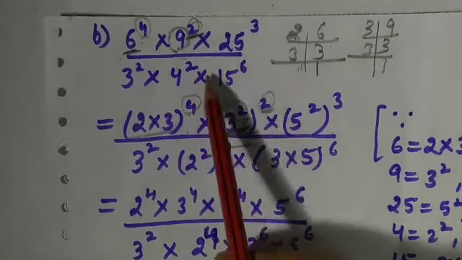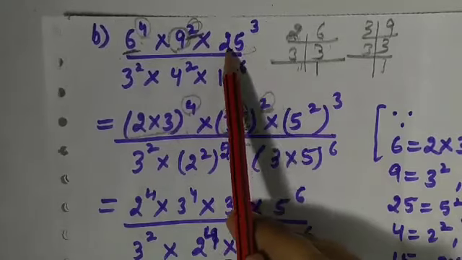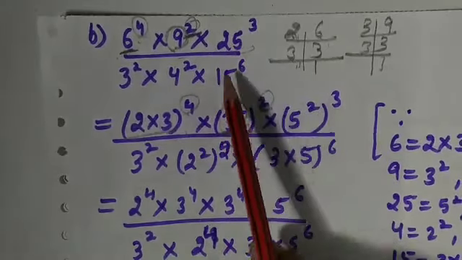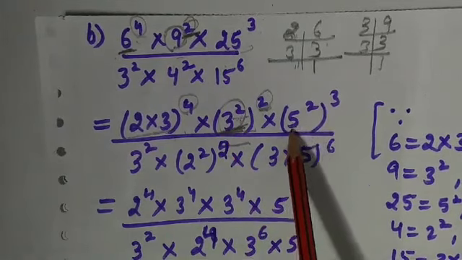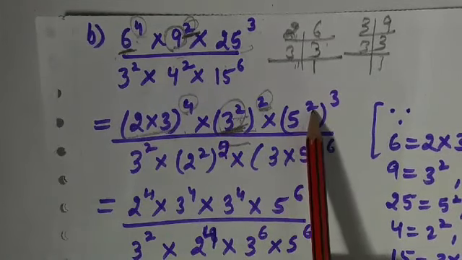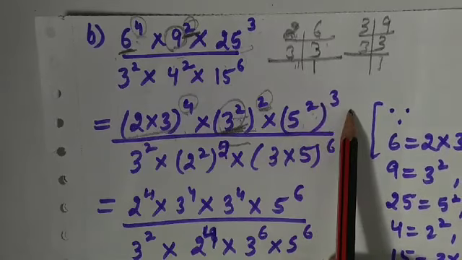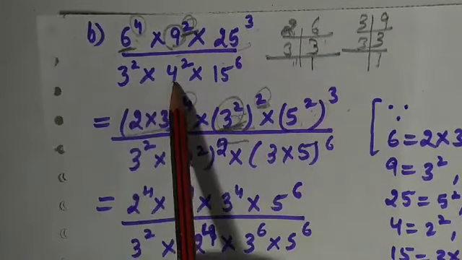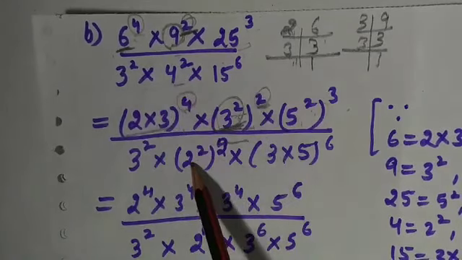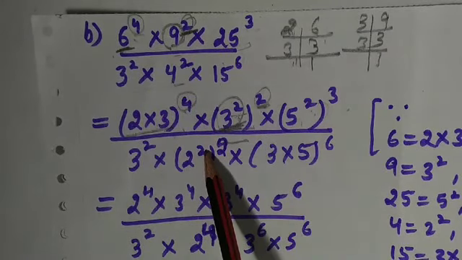Come to the third term, that is 25 raised to the power 3. How will you write 25 in powers of primes? That is 5 into 5, and 5 into 5 means 5 to the power 2, and the whole raised to the power 3. Now in the denominator, this is already in powers of primes. 4, how will you write it? 2 raised to the power 2.